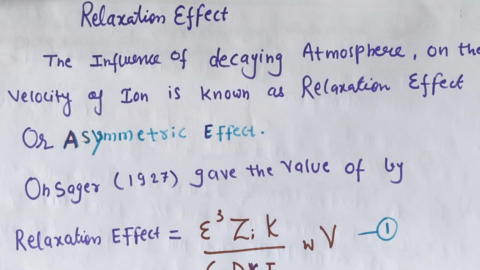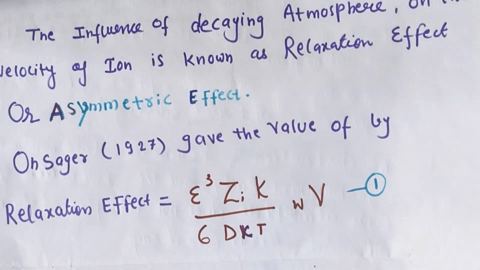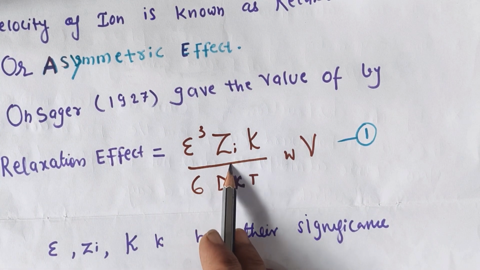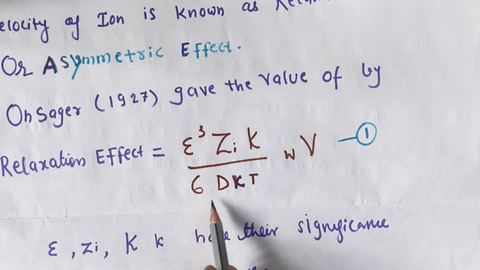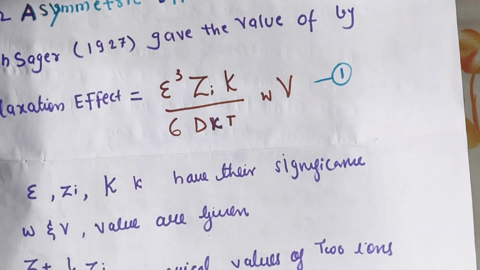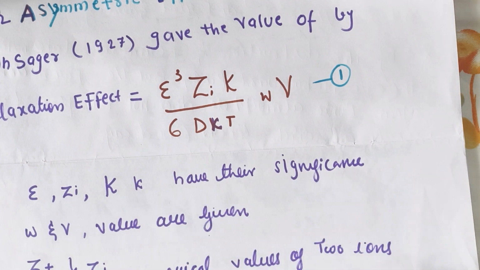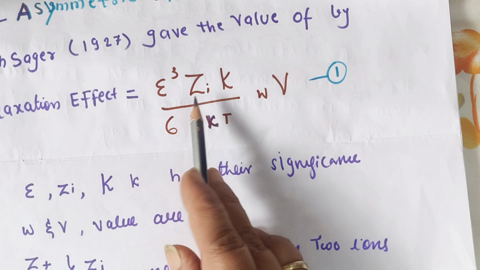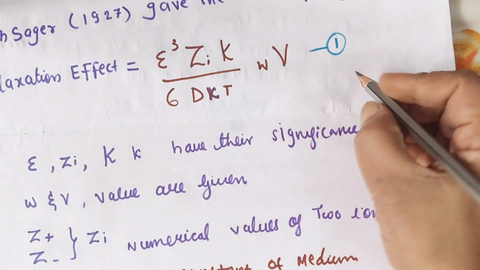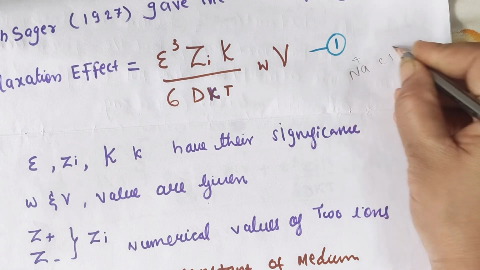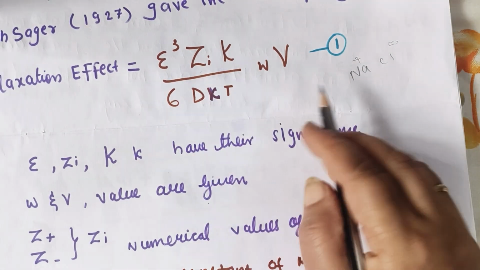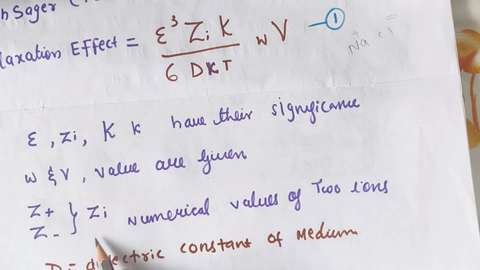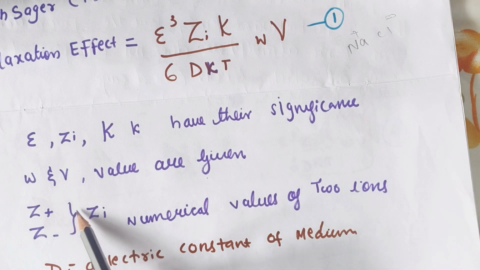Onsager in 1927 gave the value of the relaxation effect as epsilon cube zi k w v by 6 DkT. So what are these terms? If you have studied Poisson's equation earlier, epsilon is our charge, and Zi means, if we are considering ions, suppose any electrolyte like NaCl, Na plus, Cl minus, then Z plus and Z minus represent the numerical values of the two ions, the cation and anion, and i is the valency or the charges.